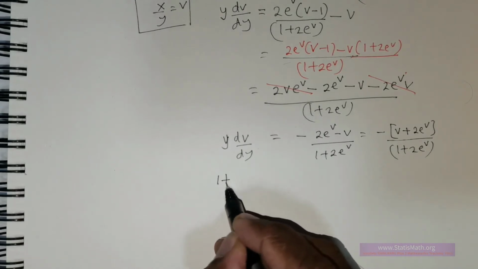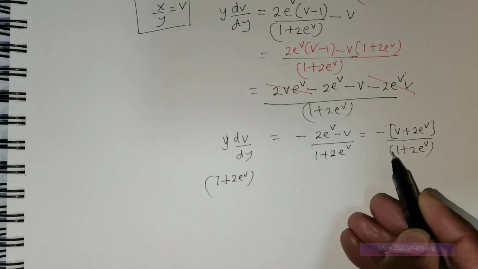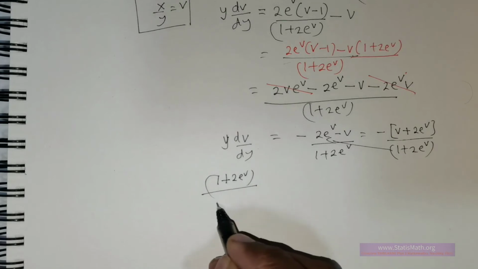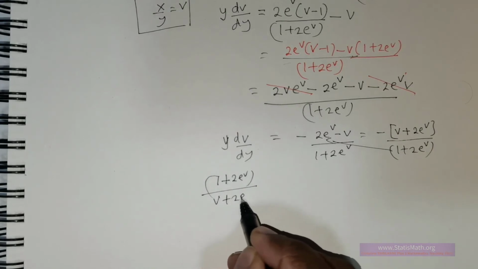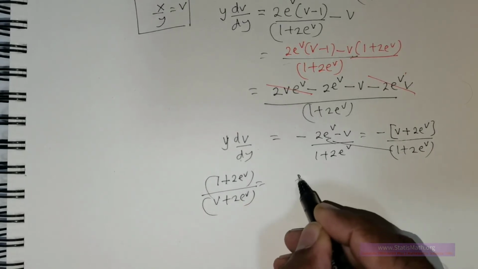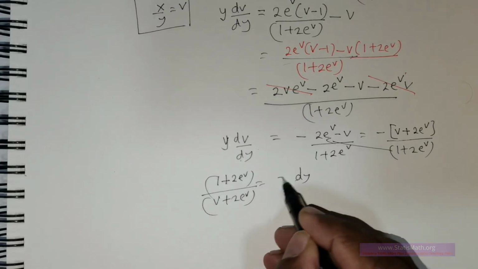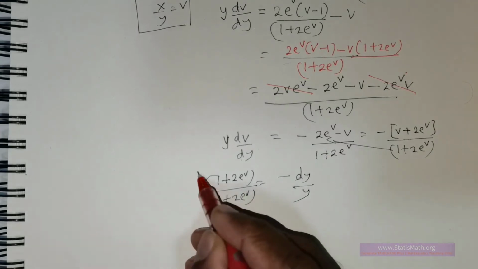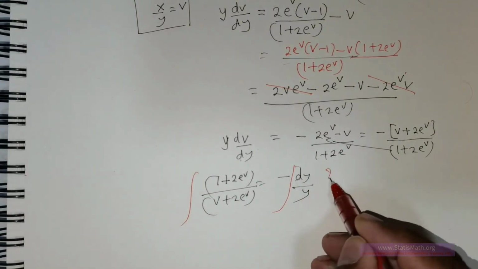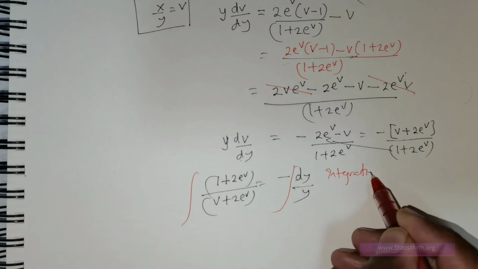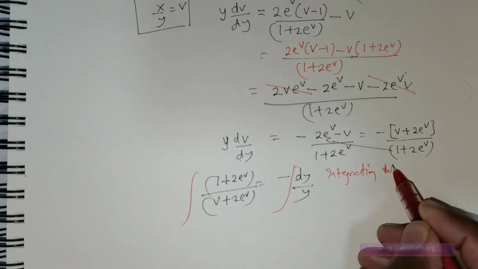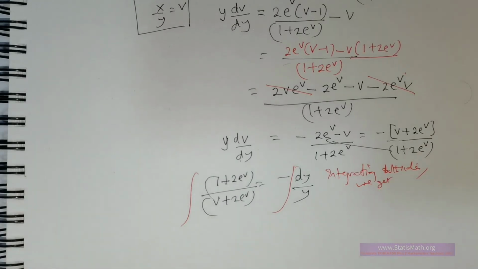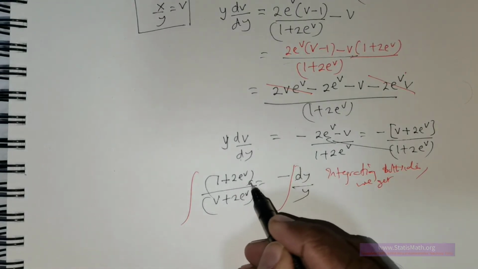So I can rewrite this by using the variable separable technique in the following way. This is going to be 1 + 2e^v. Move this up to the left, bring this down, so this is going to be v + 2e^v, and move dy to the right. Of course there's a negative sign there, bring the y down. So this is what you would be having. Now integrating both sides, of course there is a dv there, so place the dv there.